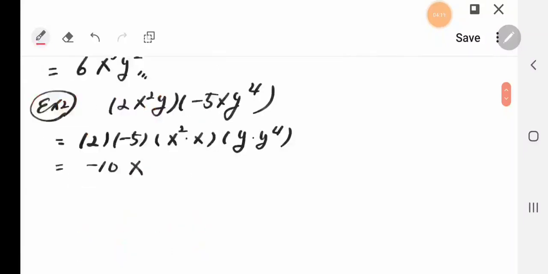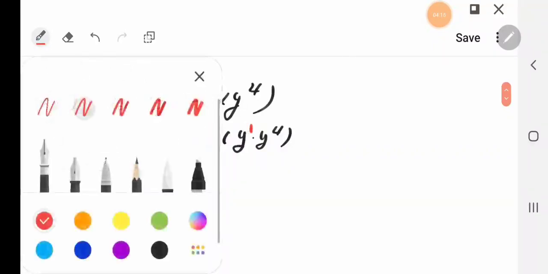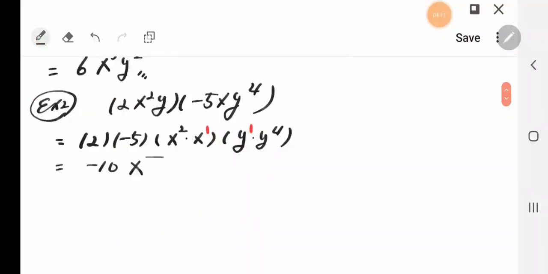Okay, let me write it here. So add the exponents, so 2 plus 1. The y factors are the same base, the exponents are 1 and 4, so add these two. Then finally, the result will be negative 10 x cubed, y, 1 plus 4 is 5, y to the 5th power.